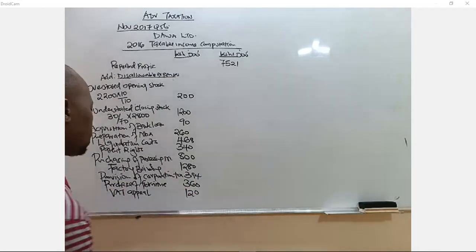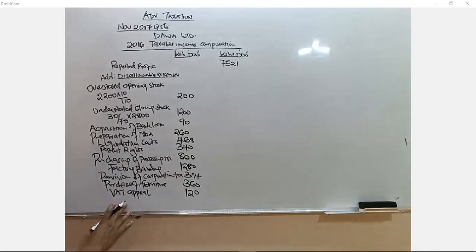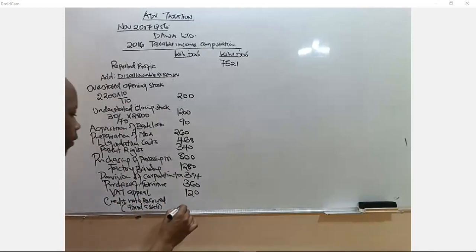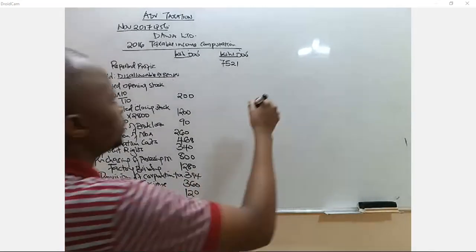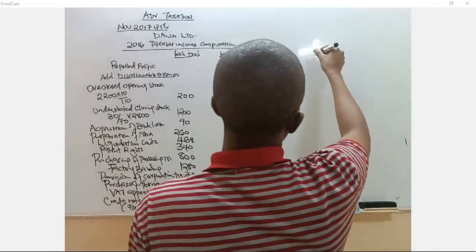I have seen them saying unsuccessful or successful. No, that does not apply here. Then we have credit not received. Here I will make an assumption that it relates to the fixed assets, and I put the value of the fixed asset. So the credit not received, 135. Then we have the other one, delivery van. I put here Kenya shillings, somewhere here.